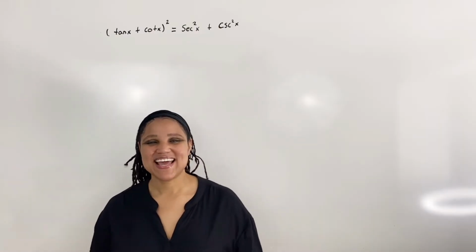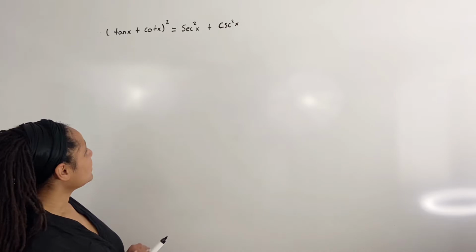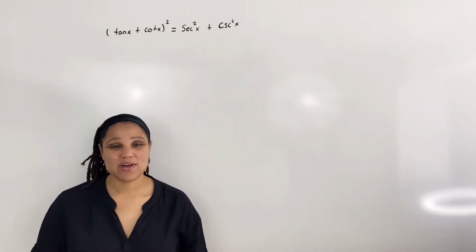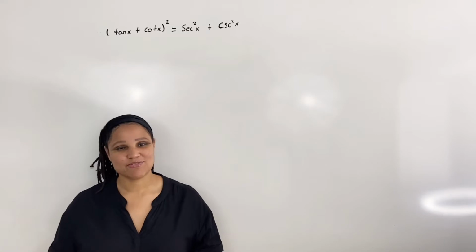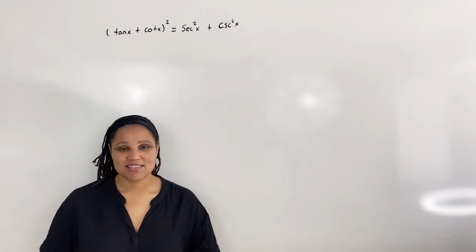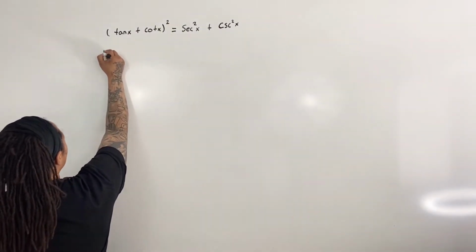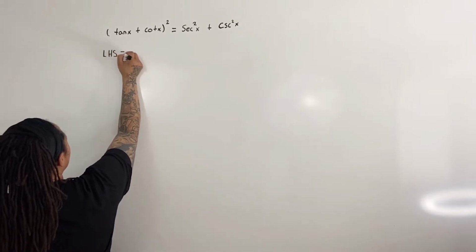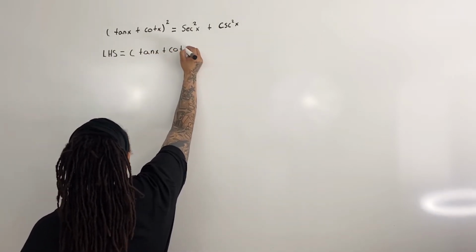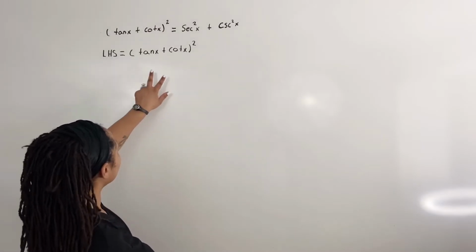Okay, let's begin. Here we have (tan x + cot x)^2 is equal to sec^2 x + csc^2 x. And we want to show that the left-hand side of the equation is equal to the right-hand side. So I'm just going to begin with the left-hand side, and I'm going to slowly manipulate the equation until it equals the right-hand side. So the left-hand side is equal to (tan x + cot x) all squared. And now I'm just going to FOIL it out here.